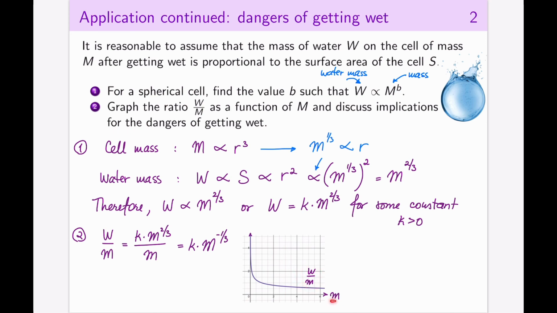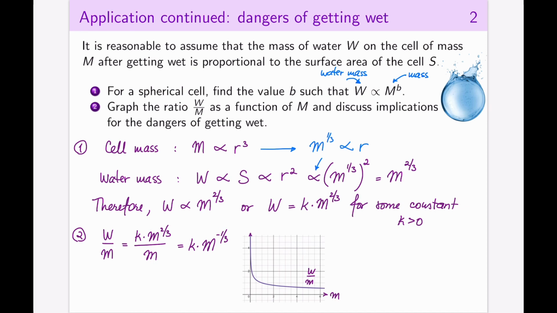But what happens for small values of M? Let's take a look at the graph for small values of M. You notice how it gets larger and larger and larger? So it means that if the object is really small, the amount of water it has to carry, proportional to its weight, is huge. So notice that it doesn't mean that an ant would carry more water on its body than an elephant.